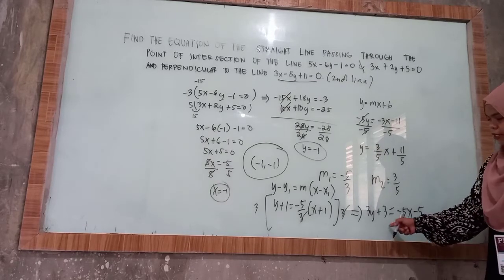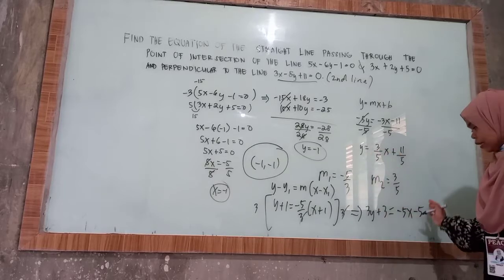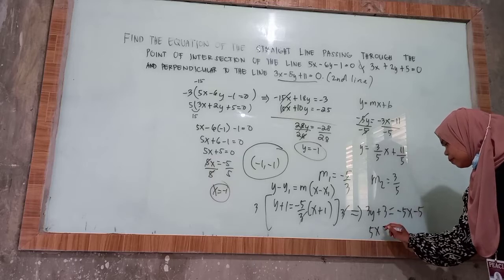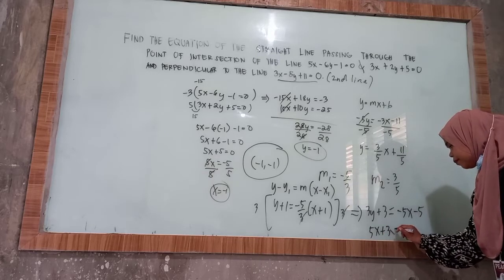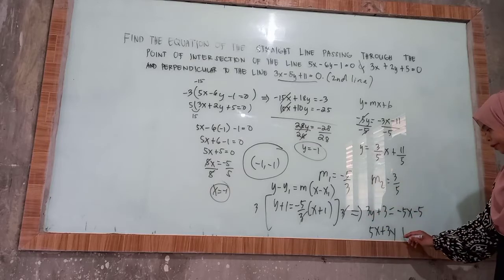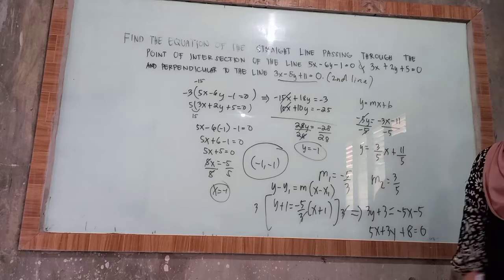So, how to write this into standard form? So, ilipat mo lahat ng variable dito. Lahat pala ng term. So, we have positive 5x plus 3y. And then, 3 plus 5, that would be 8 equal to 0.